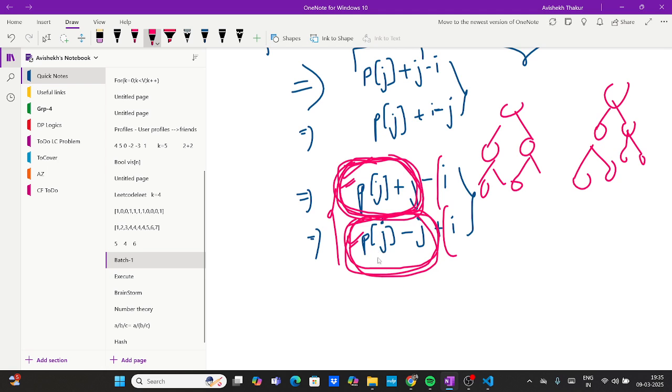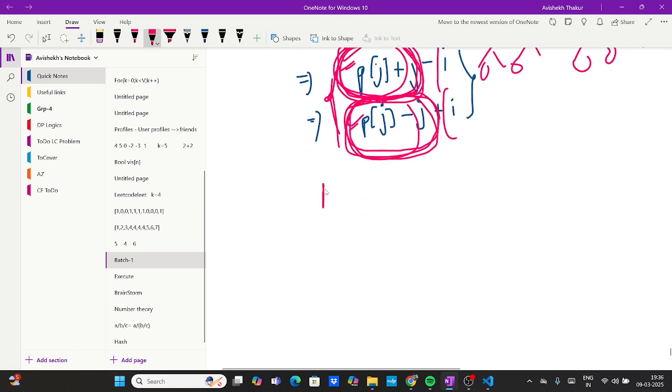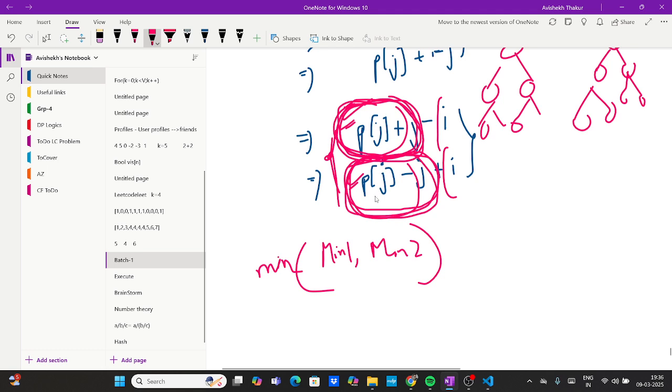So maintain two segment trees, one for p of j plus j, one for p of j minus j. Do a query on this, do minus i. Do the minimum query on this, do plus i. Among both of them, min1 and min2, you should take the minimum, and that will be your answer. Same as min segment tree only. So can you guys try to write the code for this?